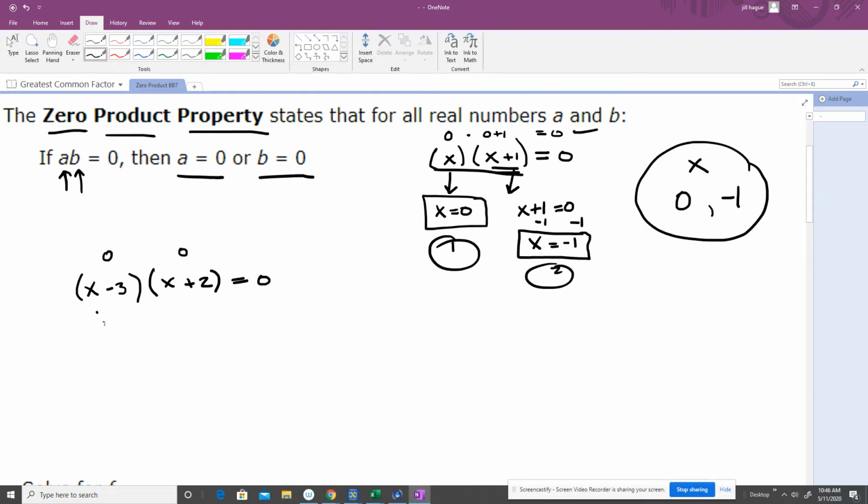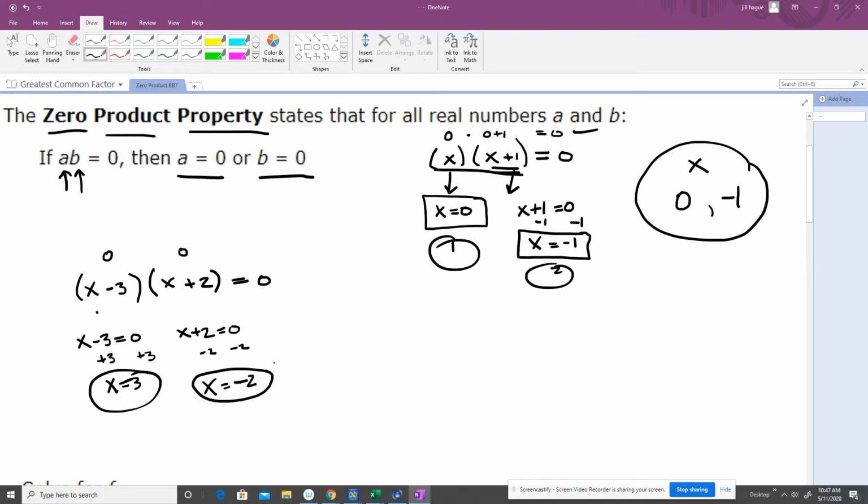So in this case, we set this equal to 0 and solve it, and we set this one equal to 0 and solve it. We add 3 to both sides and we get x equals 3. So there's one answer. We subtract 2, and there's my other answer. They get a little trickier than that, and we're going to do some harder problems, but that's the basic gist of solving a quadratic.